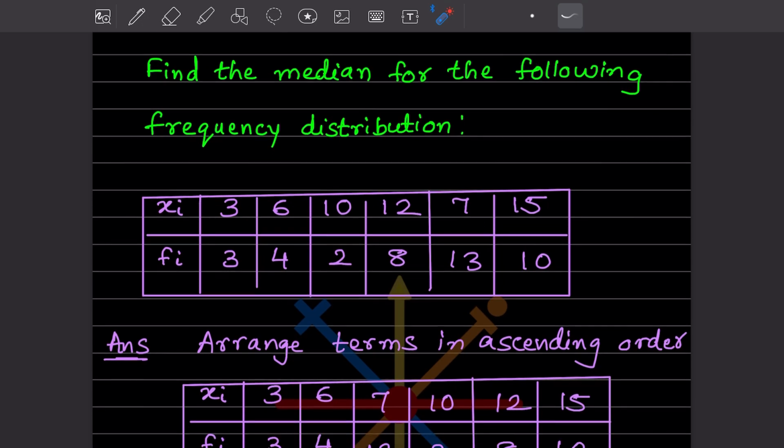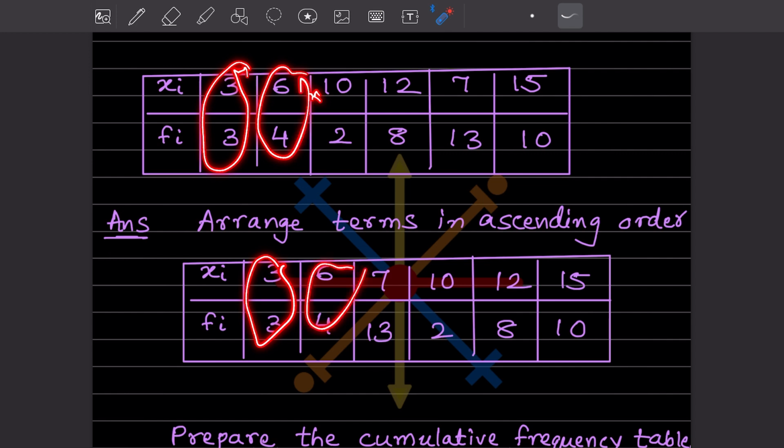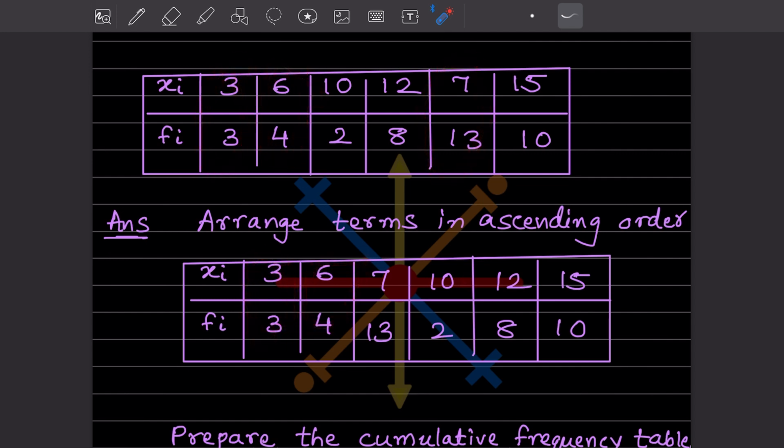Now we have to find the median of the following frequency table. This table is given. Again, you are going to arrange this in ascending order. Ascending means 3, 6, 7, then comes 10, then 12 and 15. And again, what did I say? When you write 3, it should be together. Then 6 should be together. 7, this Fi and Xi, should be together. That is very important. Otherwise, if you miss a single number from here anywhere, the answer is going to be wrong.